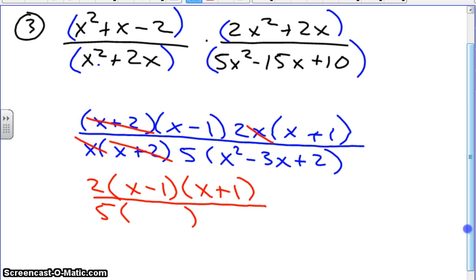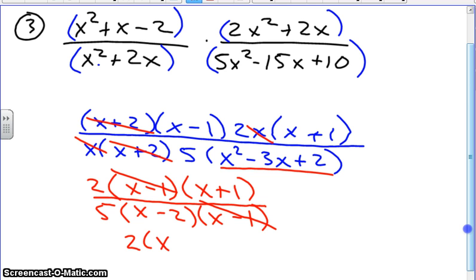And now let's factor that trinomial that was left. Who wants to do that for us? Johnny, what is that? Right here. Good. Negative 2, negative 1. So do we have more factors? X minus 1. There you go. So our simplified rational expression, 2 times x plus 1 over 5 times x minus 2.